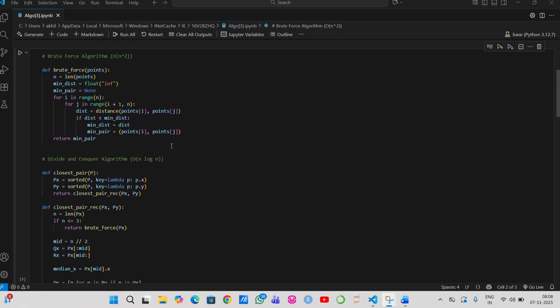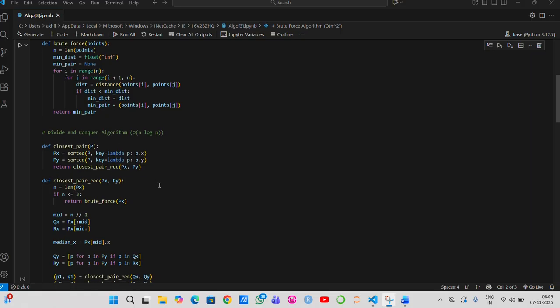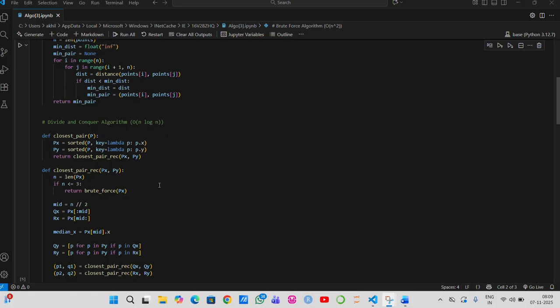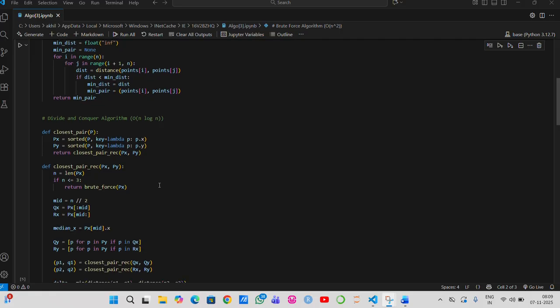Now coming to the divide and conquer algorithm, this is more elegant. It first sorts the points by their x coordinate, then splits the data into two halves. It recursively finds the closest pair in each half and finally checks if there's an even closer pair that crosses the dividing line. This reduces the work dramatically instead of quadratic growth.